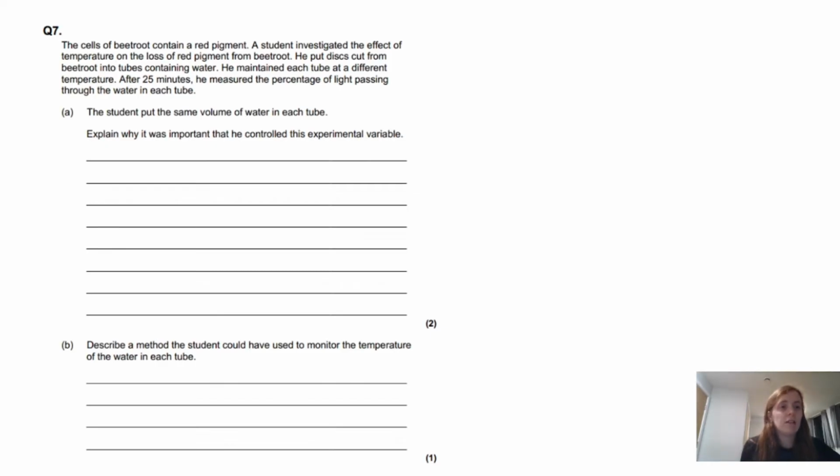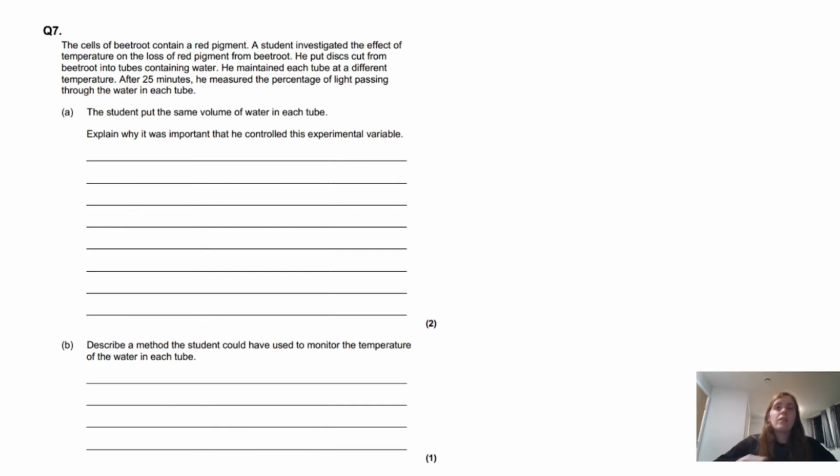So this question: the cells of beetroot contain a red pigment. A student investigated the effect of temperature on the loss of red pigment from beetroot. He put discs cut from beetroot into tubes containing water. He maintained each tube at a different temperature. At 25 minutes, he measured the percentage of light passing through the water in each tube, so that's your absorbance. So the question then: the student put the same volume of water in each tube. Explain why it was important that he controlled this experimental variable.